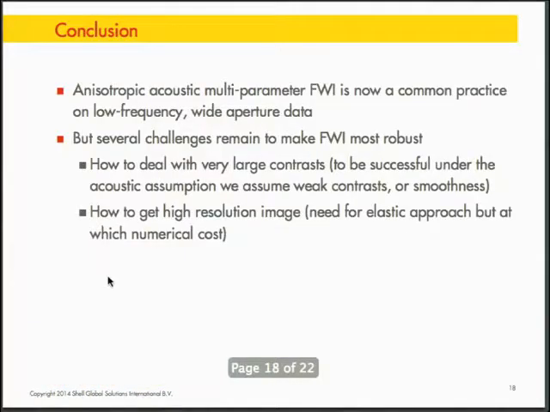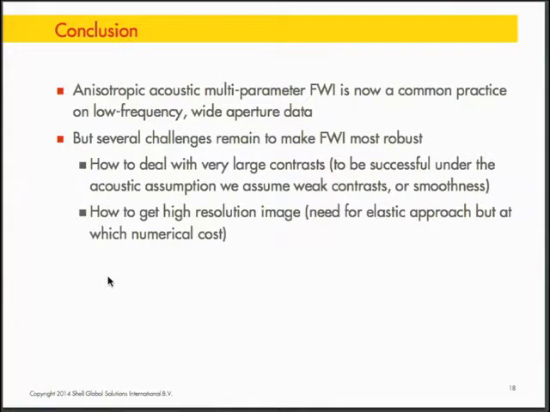So just for conclusions, what I show here is that by using a non-physical wave equation, an isotropic acoustic wave equation, we have been able to productionize full waveform inversion, and now it's run every day in the oil industry. But we needed to do multi-parameter inversion.